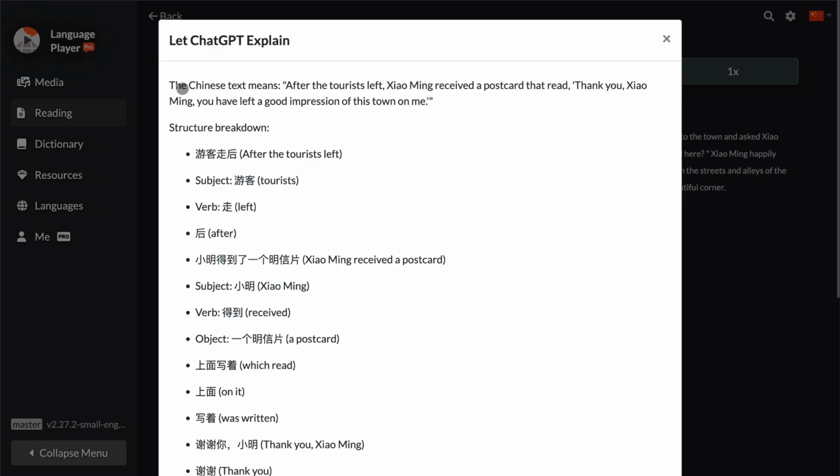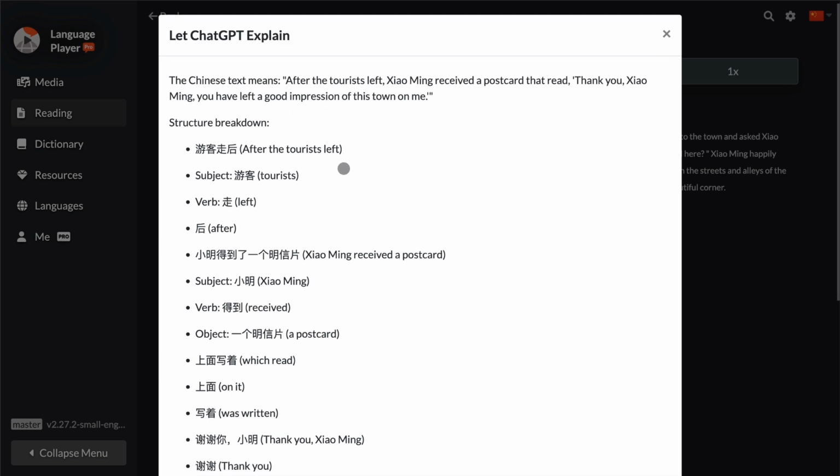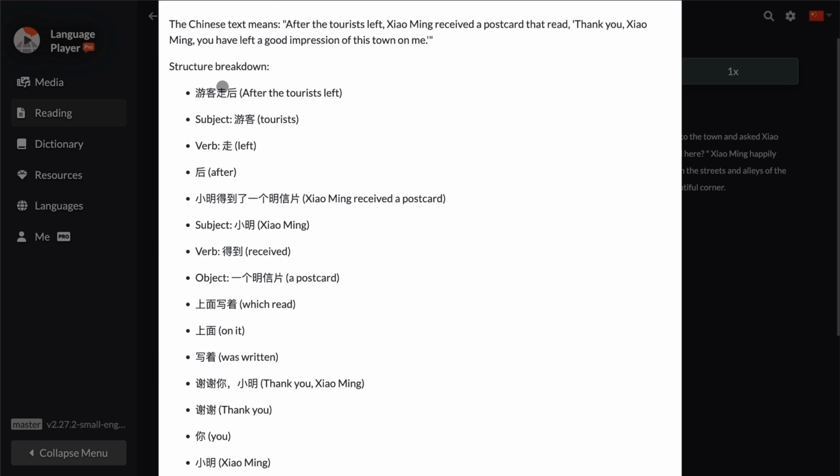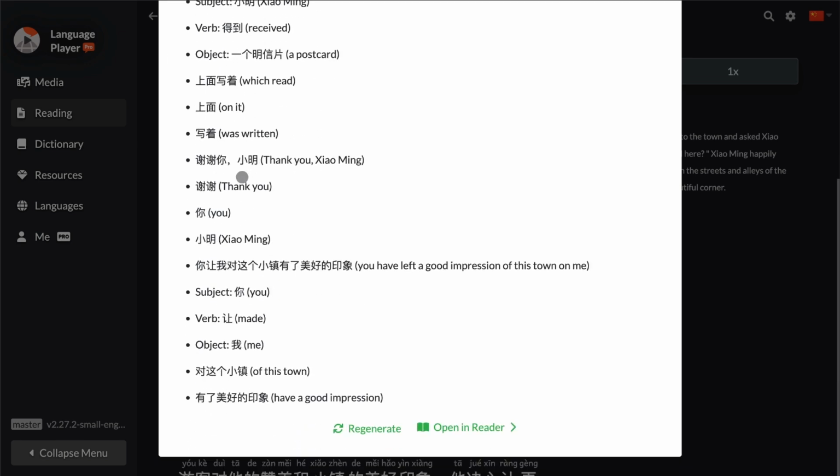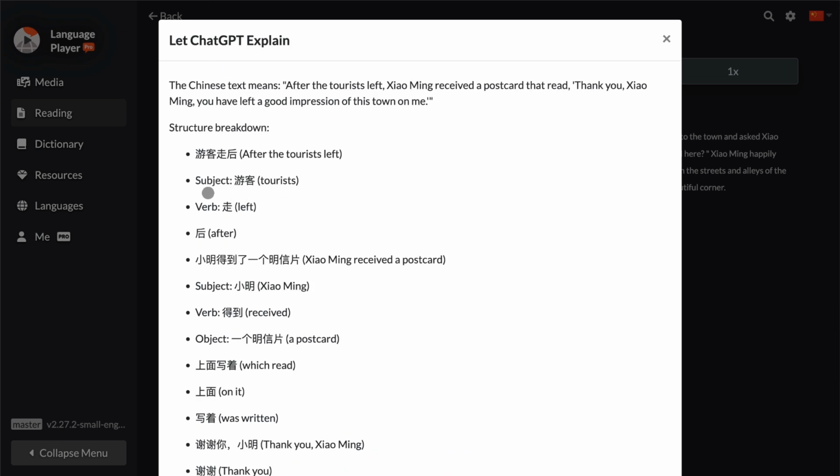So here it says the Chinese text means after the tourists have left, Xiaoming received a postcard that read, thank you, Xiaoming. You have left a good impression of this town on me. And then it breaks down basically the entire sentence, sometimes actually noting the parts of speech. All right, so this is how you can learn a word with ChatGPT with Language Player's Dictionary.